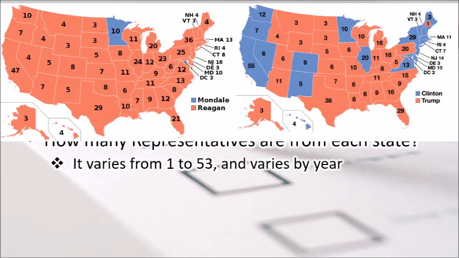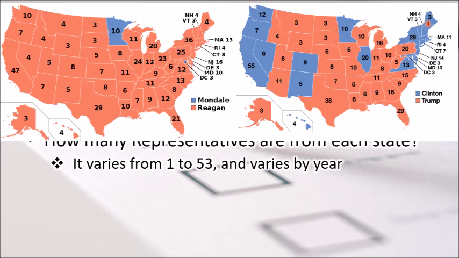And so they came up with another house, and the number of congressmen in the House of Representatives is based off of the state's population. So if there are 2 senators for each state, that would give us a total of 100 senators. How many representatives are from each state? Well, it varies. We have some states that only have 1. We have other states that have as many as 53. Now, these numbers change periodically from year to year depending on the census.